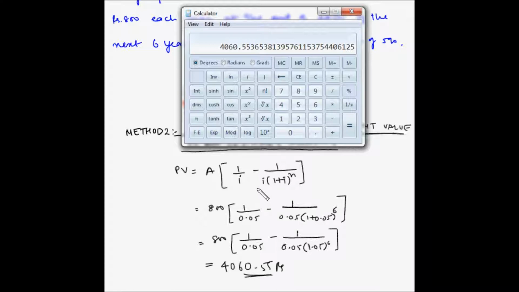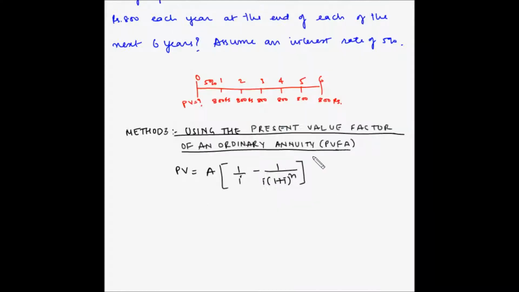Now let's move on to the third method. So the third method is to use the present value factor of an ordinary annuity, also known as PVFA. Now in the second method, we had used this formula for finding out the present value of an ordinary annuity. Now let's break this formula into two parts. So let's say this is part 1 and this is part 2.